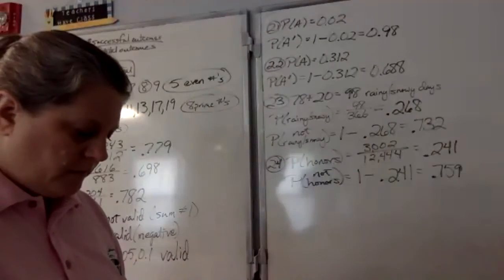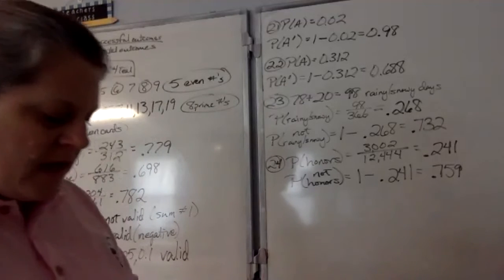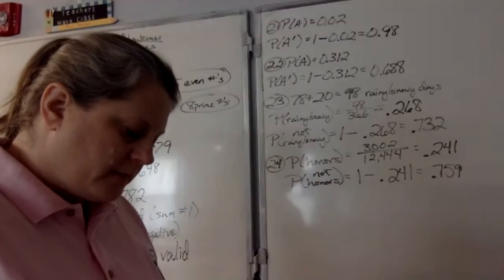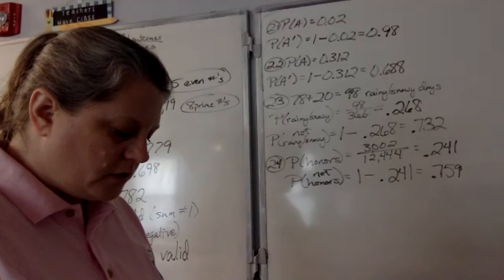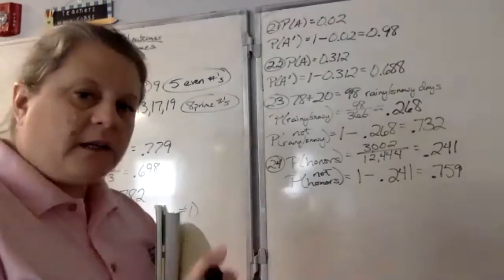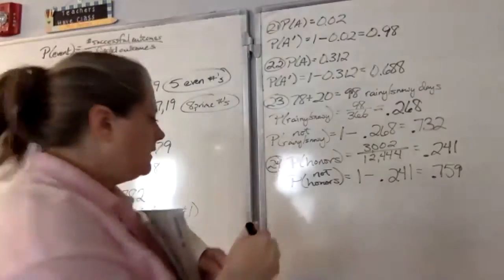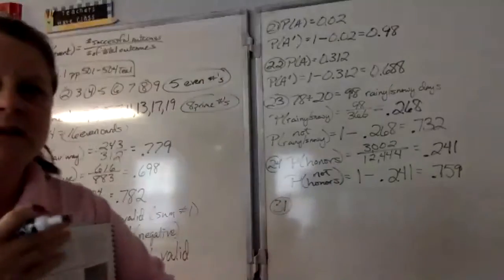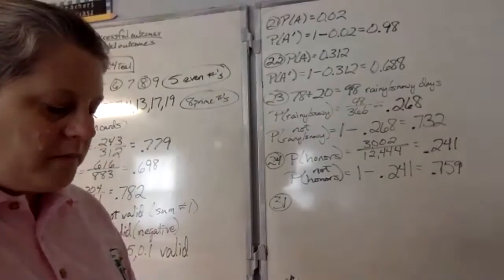Okay, so it says find each compound probability, state whether the events are mutually exclusive or not mutually exclusive, and then round each answer to 3 decimal places. So on number 31. All right. Can I read it? Sure.